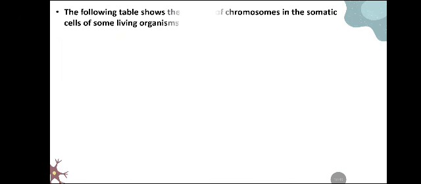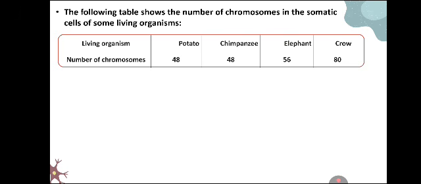Let's move to the second part. Here are some examples of living organisms and their chromosome numbers. Potato in the somatic cell 48, chimpanzee 48, elephant 56, cow 80. Because we said that each type of organism has the same number of chromosomes.